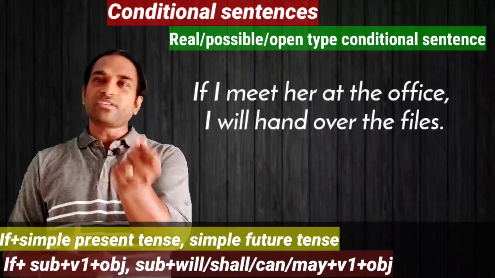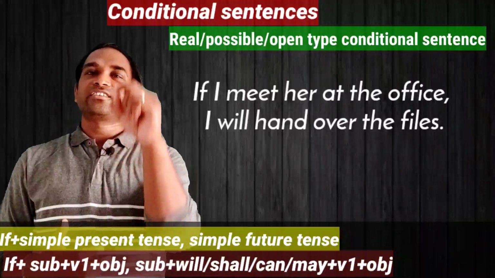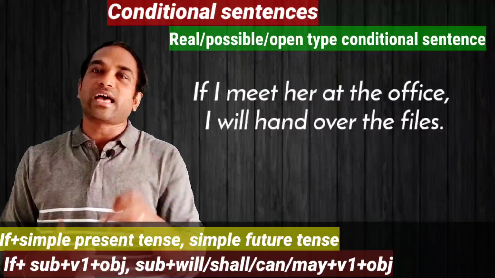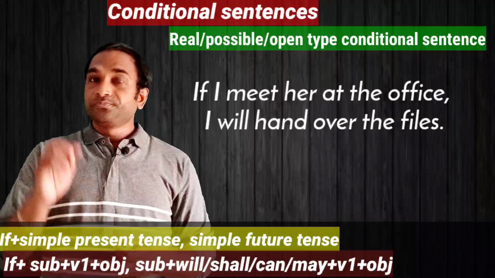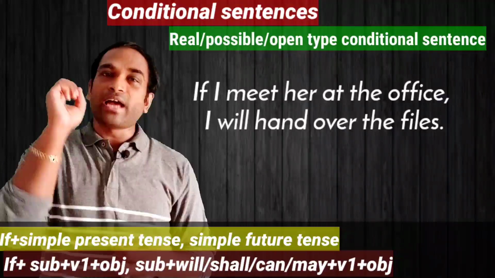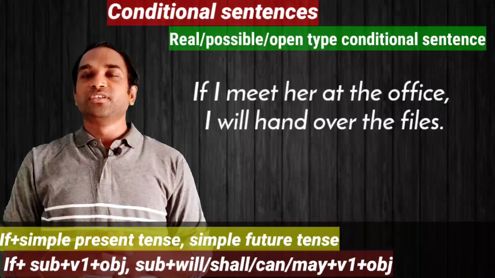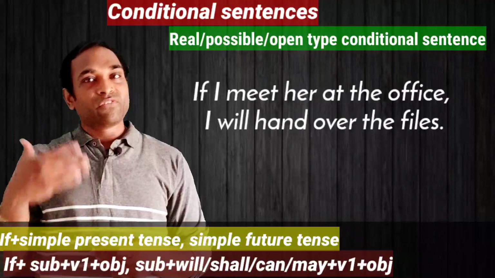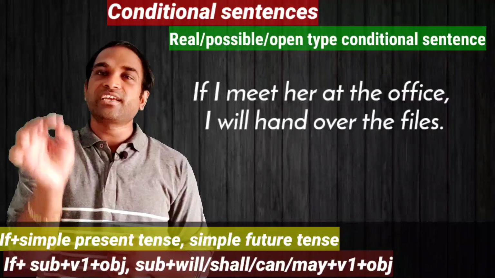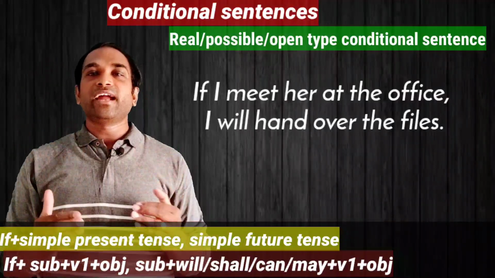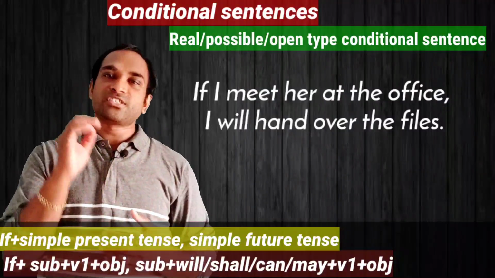If I meet her at the office, I will hand over the files. So what is the condition here? Meeting her at the office. Only if I meet her at the office, I can hand over these files. If I don't meet her, I cannot hand them over. That means it is possible for me to hand over the files to her only if I meet her. That is the condition. But if I meet her, there is a fair chance that I hand over the files. There is no doubt. It is realistic. It is a possible condition, and that is why we express this sentence in the possible condition style.